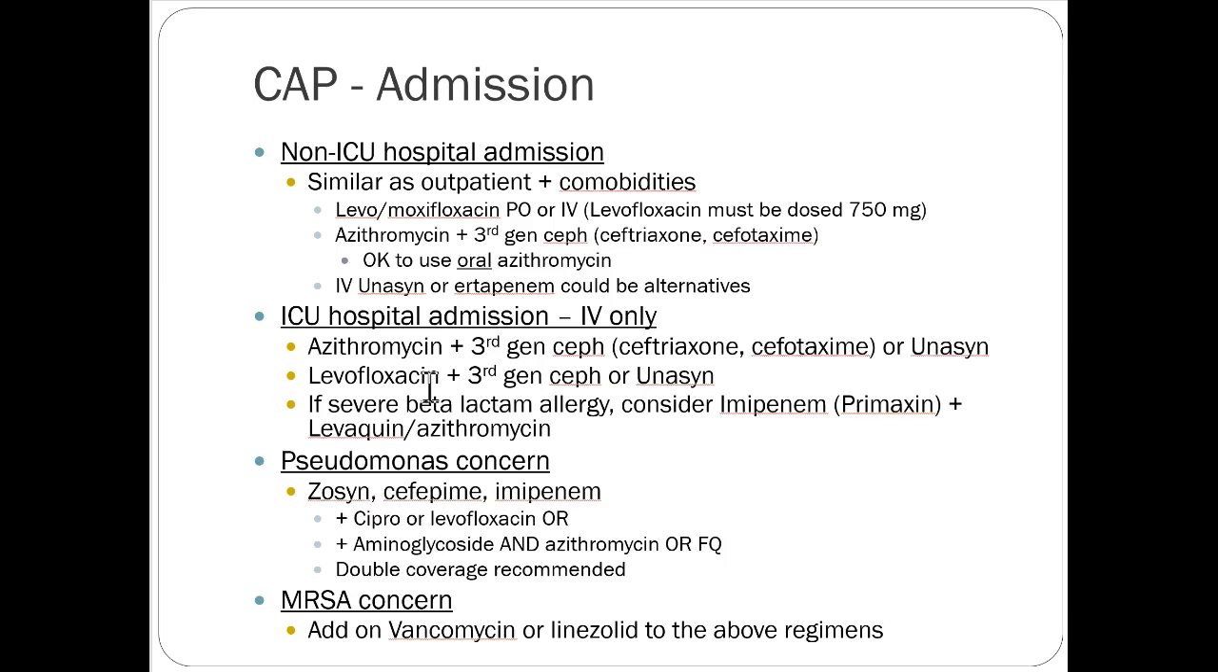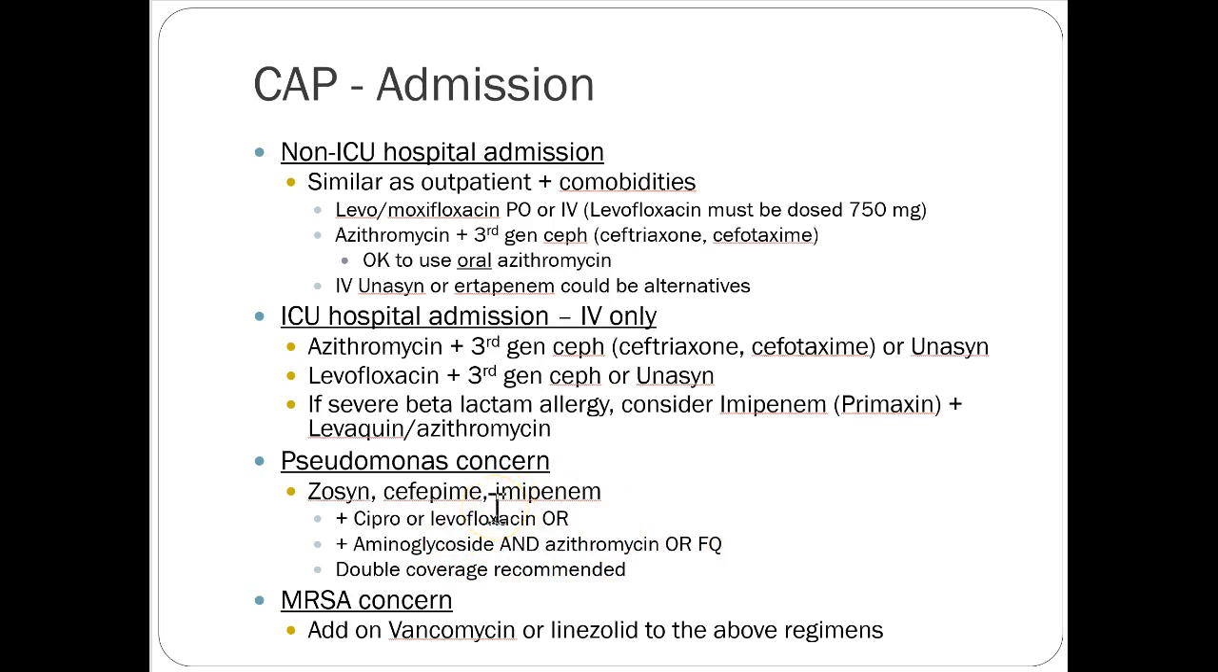If you had Pseudomonas concern, like if your patient had been in the hospital recently or immunocompromised perhaps, you could do a Pseudomonas covering drug like imipenem, piperacillin, cefepime. You still need to cover your atypical pathogens. So these are going to cover Pseudomonas, plus they're going to cover strep, pneumo, and all that other stuff. But they don't cover atypicals. So you have to add Cipro or levofloxacin. We usually don't use azithromycin just by itself here as an atypical coverage.